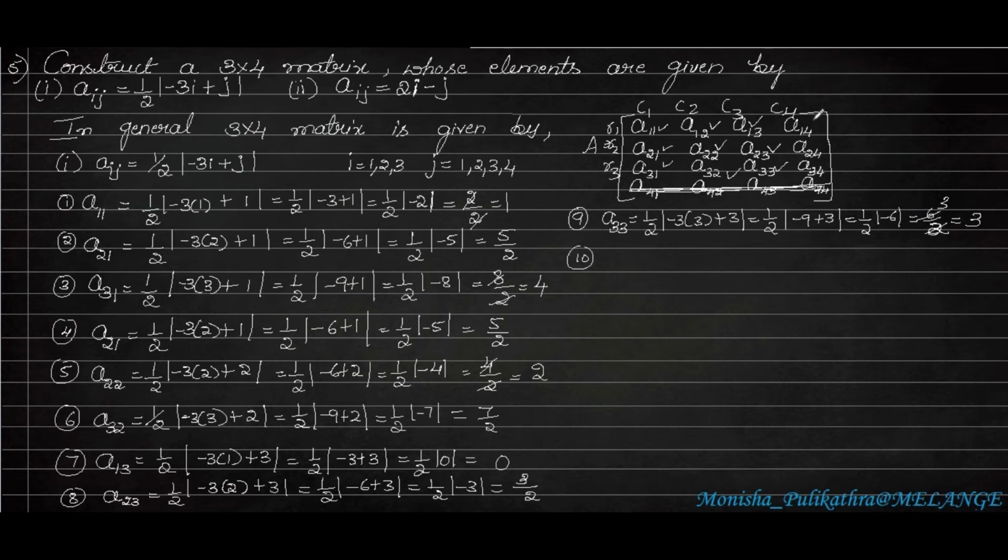Next 10th one, that is A14. Half, here i is 1 and j is 4. So minus 3 plus 4, which is equal to 1. So it is 1 by 2. So A14 is over. Next one is A24.